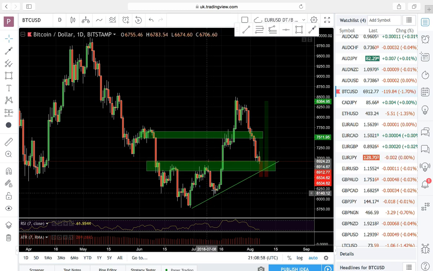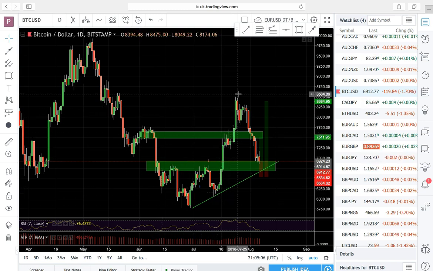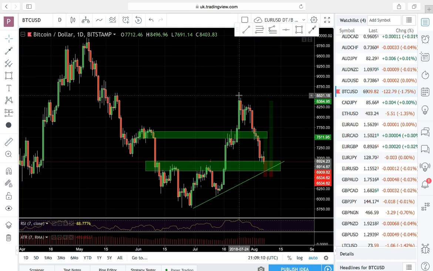Then we've had a reverse head and shoulders here. Okay, that would be your left shoulder, your head and your right shoulder. Then it broke out, made a new structure high in a bullish sense. Now we're coming back to retest this structure level here.